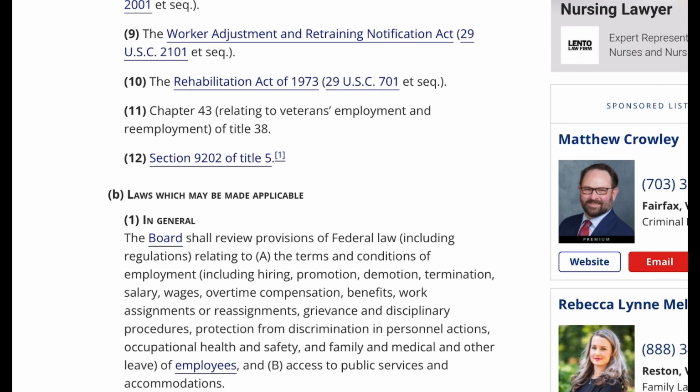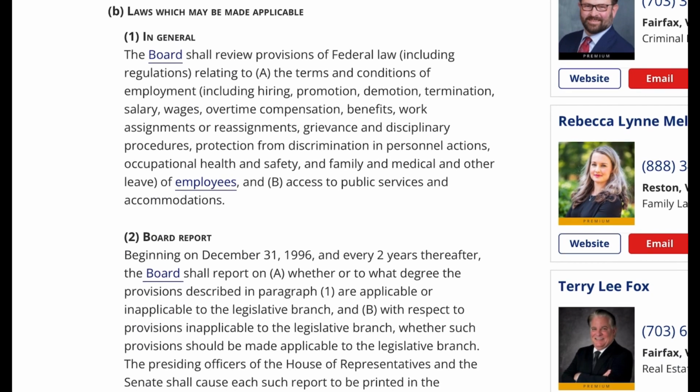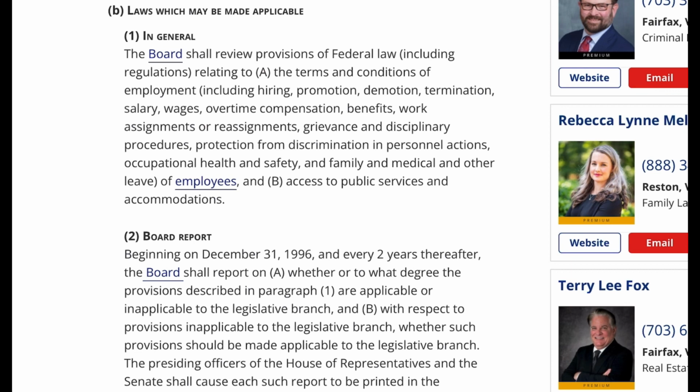1. In general, the Board shall review provisions of federal law, including regulations, relating to a. The terms and conditions of employment, including hiring, promotion, demotion, termination, salary, wages, overtime compensation, benefits, work assignments or reassignments, grievance and disciplinary procedures, protection from discrimination in personnel actions, occupational health and safety, and family and medical and other leave of employees, and b. Access to public services and accommodations.